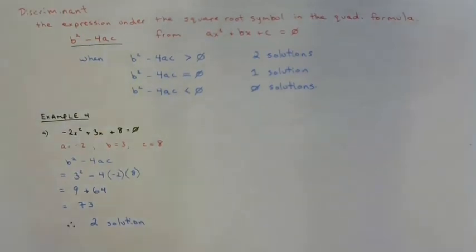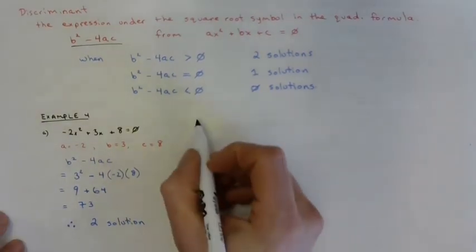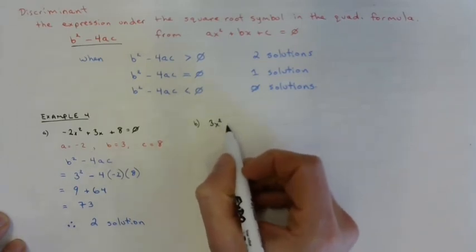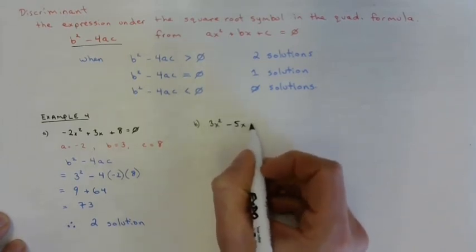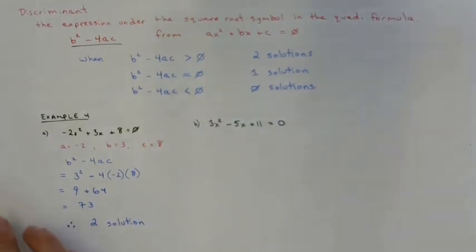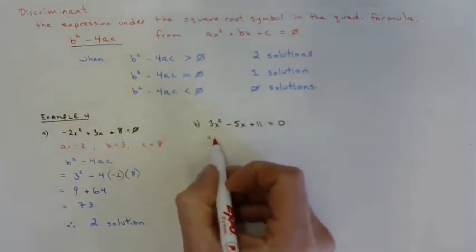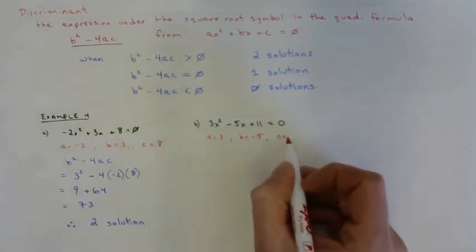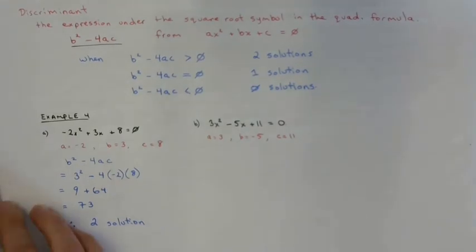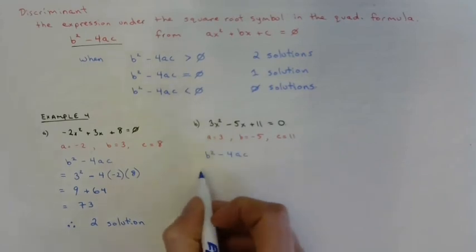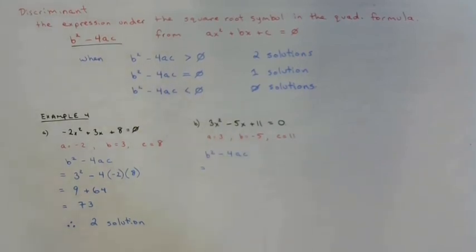Example 4b. Here is the equation. 3x squared minus 5x plus 11 equals 0. All we need to do is use the discriminant. Somebody tell me the value of A, 3, B, negative 5, C, 11. What's the discriminant? B squared minus 4ac. Go ahead and fill in your blanks and do it yourself and check back here to see how you did.